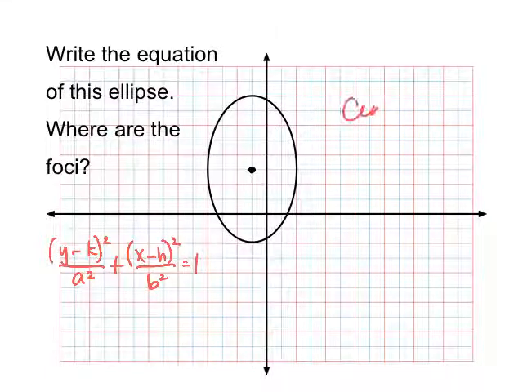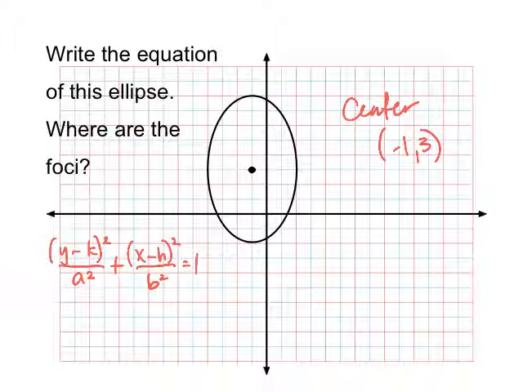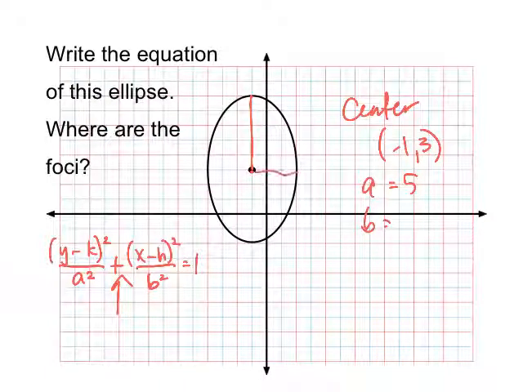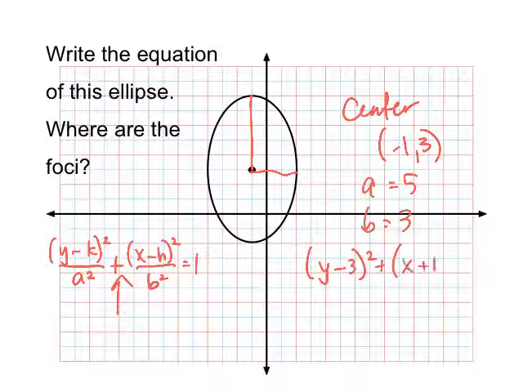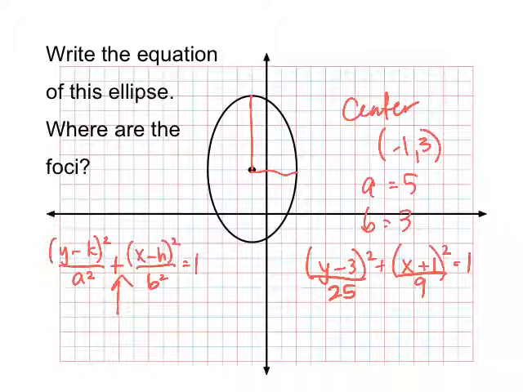So first of all, we know the center is at -1, 3. Note, the y is always with the y coordinate of the center, and the x is always with the x coordinate of the center. The ellipse is always a plus sign. And then my a value is the center to the vertex, so we can see that a is 5. And my b value is the center to the co-vertex, so that's 3. So now let's write our equation. Y minus 3 squared plus x plus 1 squared equals 1, and these are divided by 25, don't forget to square them, and 9.